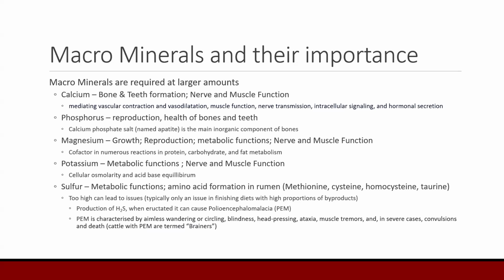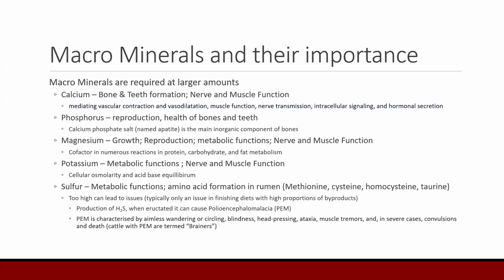Too much sulfur can lead to some issues, though. This is typically seen in finishing diets, where we have high amounts of corn milling byproducts, like distillers' grains. The threshold is about 0.4% of dietary dry matter, and above that, we can start seeing some issues. What happens is called polioencephalomalacia, so PEM.